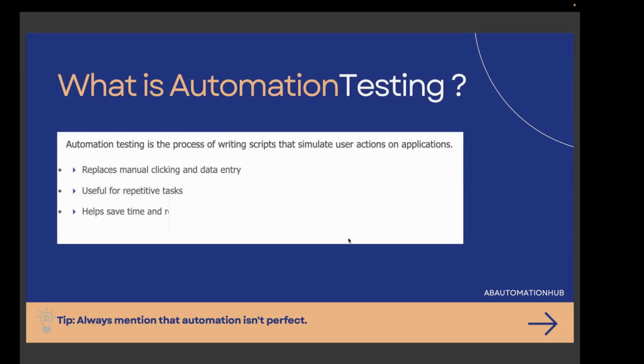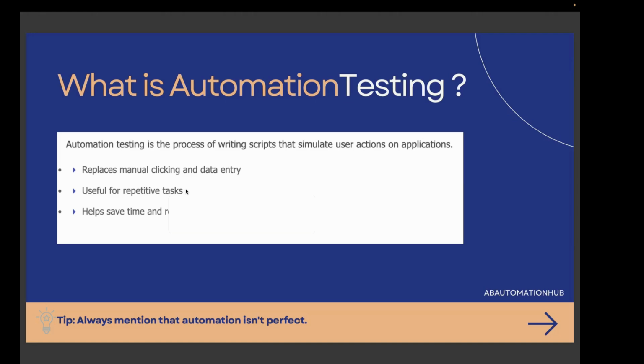So this is what we have mentioned over here. It is a process of writing scripts that simulate user actions on the application, user actions like clicking the button or typing into an input box. So it replaces manual clicking and data entry. You don't have to do anything manually now. It is useful for repetitive tasks and it helps to save time. But also mention, automation is not always perfect. Of course, it's only as good as the person writing it, and it can't catch everything a human would notice because it will only perform the actions which you have written in the script. It will not perform anything which, as a human, you would do while doing exploratory testing.